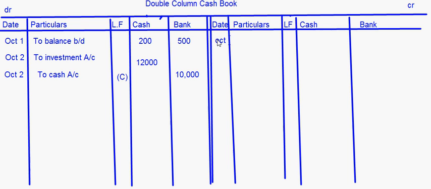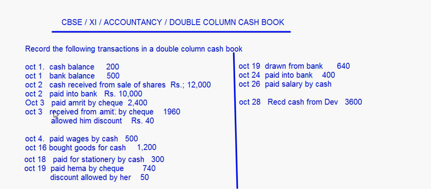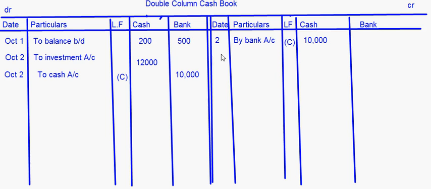So October 2nd, again, I'll just put the date here, and in particulars you will have by bank account, and in the cash column it will be 10,000 and here again you will put contra, right? Cash is going out. When you're paying money into the bank, bank receives the money and cash is going out of your hand, right? So that is credited here, right? Okay, now let's look at this. Paid Amrit by check 2,400. This is payment by check, right?